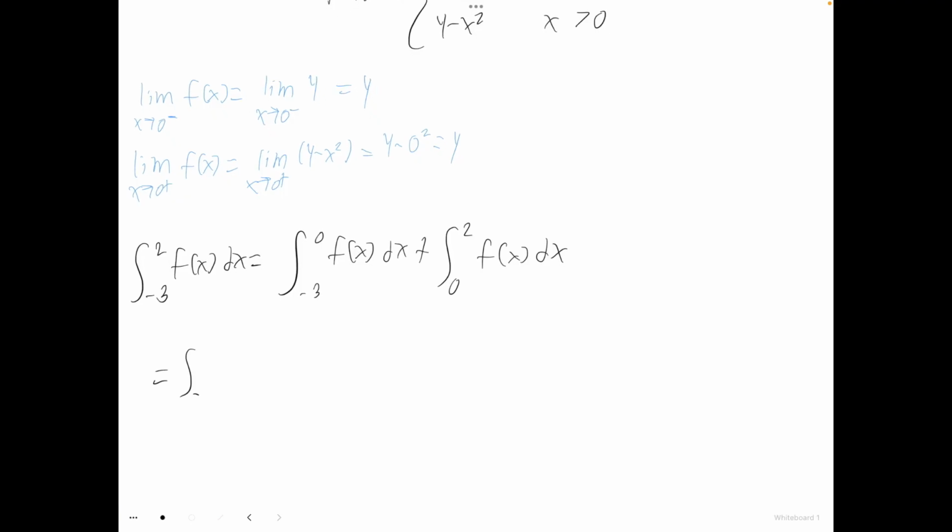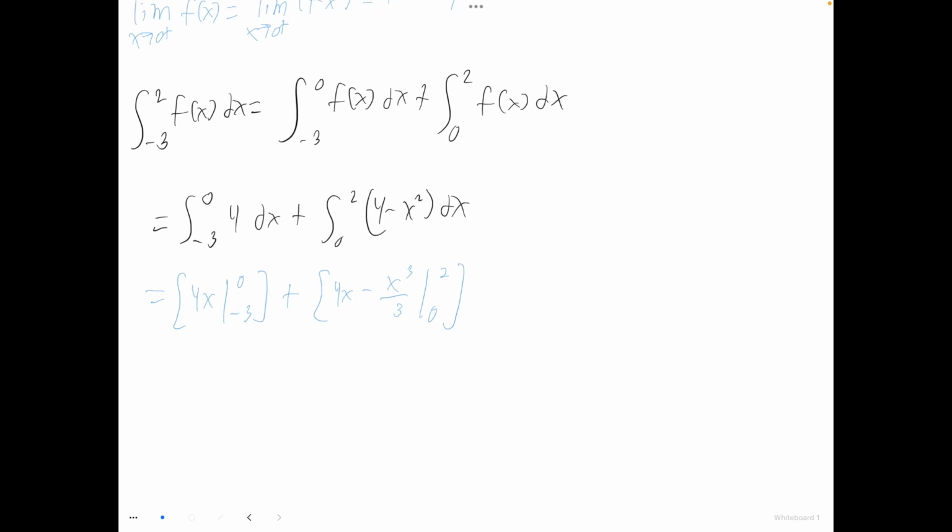So this becomes the integral from negative 3 to 0 of 4, and then from 0 to 2, the function is 4 minus x squared. Now we want to compute each of these. An antiderivative of 4 is 4x from negative 3 to 0, plus the antiderivative of 4 minus x squared, which is 4x minus x cubed over 3, from 0 to 2. We're just using antiderivatives that we already know. If you're a little rusty on that, going back to the antiderivative video might be helpful.